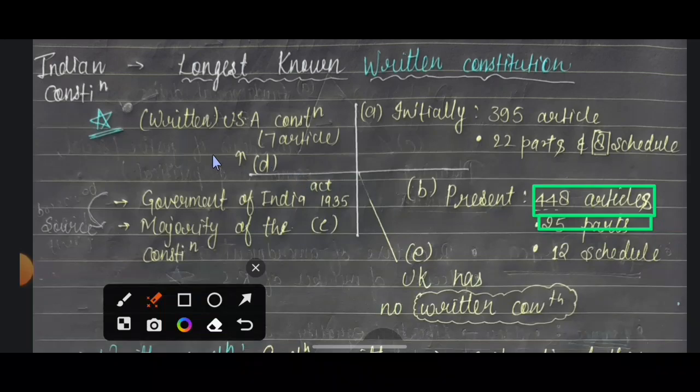The next point is that the USA has a written constitution and it has only 7 articles. This is an NDA previous year question, that's why I noted it down. Now the next point is that the UK has no written constitution. It means the constitution of the UK has no systematic pattern.